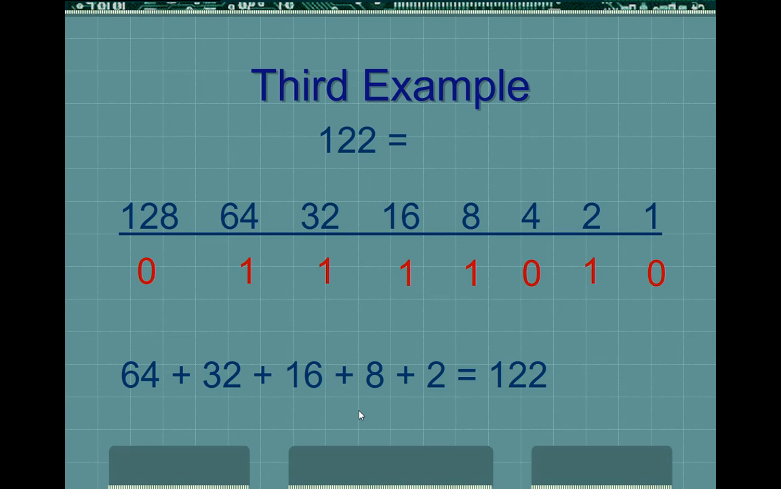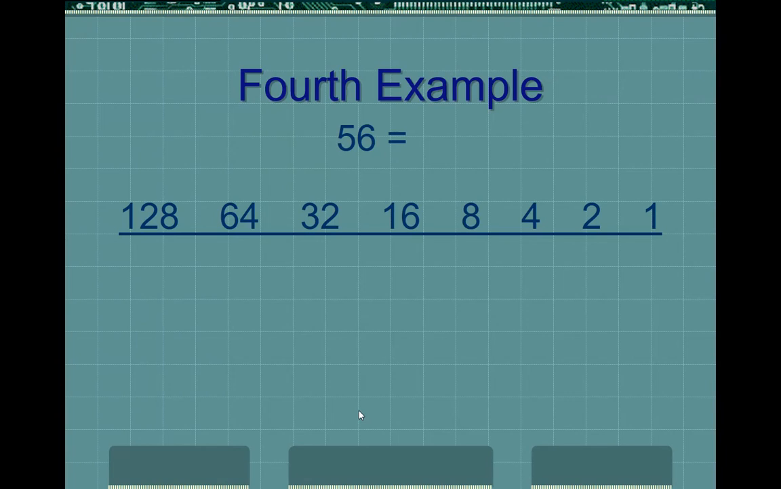And again, you add them all back together to get them back to the decimal number. So our fourth example, from 56, you can't subtract a 128, you can't subtract a 64, but you could do a 32. So yes, you do it in your calculator, and you get 24 in your calculator.